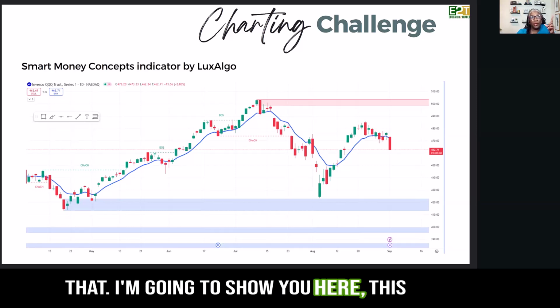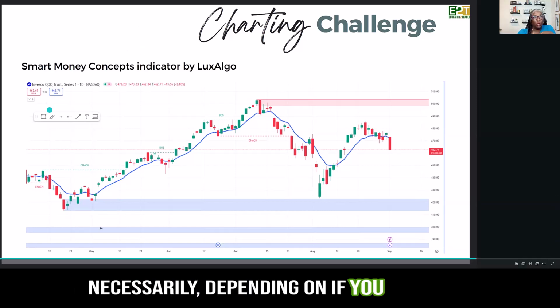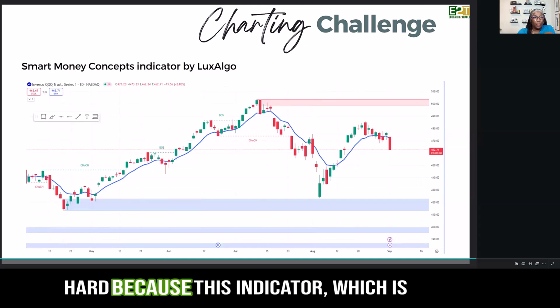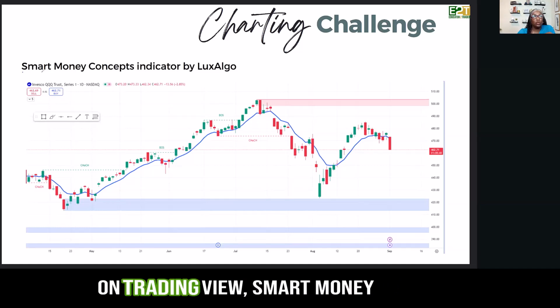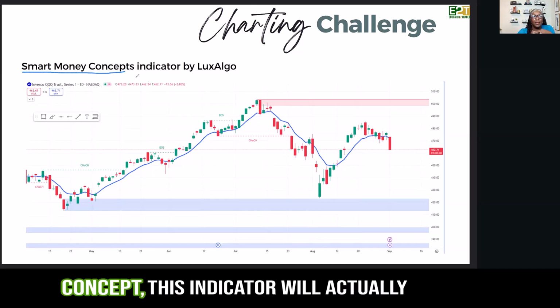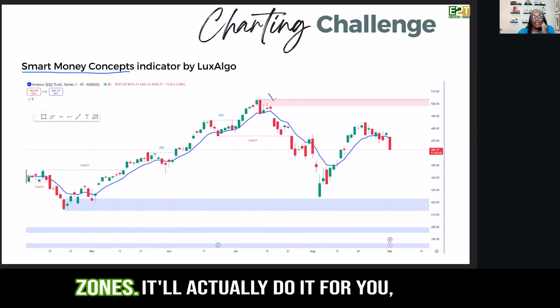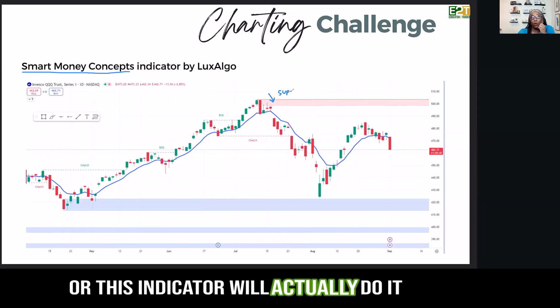I'm going to show you here, this is an indicator, so depending on if you want to use the indicator or not, you don't even have to look all that hard, because this indicator, which is called Smart Money Concepts, it's on TradingView, Smart Money Concepts, will actually give you the supply and demand zones. This indicator will actually do it for you.